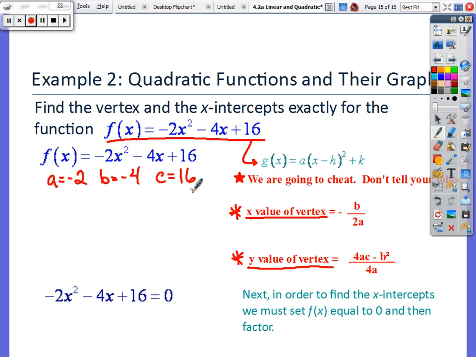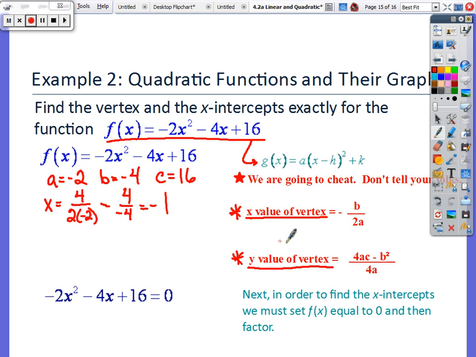So what I want to do is if I want to find my vertex, I can find the x value by simply doing the opposite of b. Well, if b is -4, what's the opposite of that? +4 all over 2 times a. So I end up getting 4 over -4, which is -1. There's my x value. Now you could take this and just simply plug it back in.